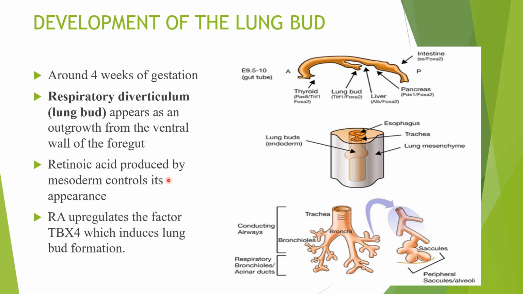The retinoic acid is the main factor involved, which is produced by the epithelium of the foregut. Here the foregut epithelium produces retinoic acid. This retinoic acid then upregulates another factor, which is TBX4, which induces the lung formation from the mesenchyme in this area.